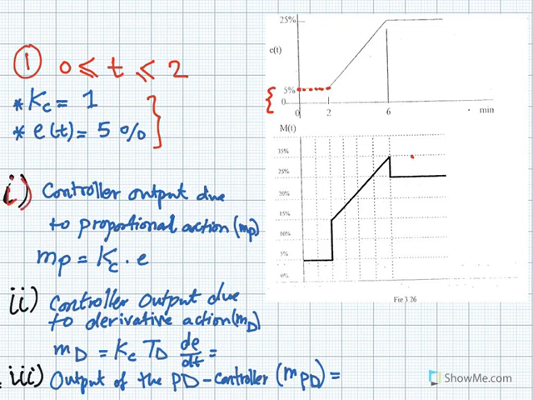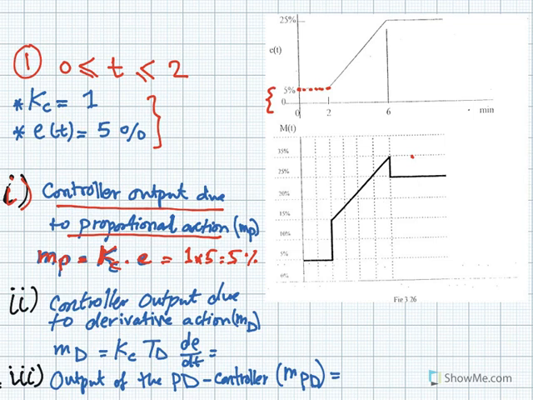So here, number 1, the controller output due to the proportional action, we're going to call it MP. So MP equals the controller gain multiplied by the error, as you remember in the proportional controller. Here the gain is 1 and the error is 5, so 1 multiplied by 5 equals 5%.